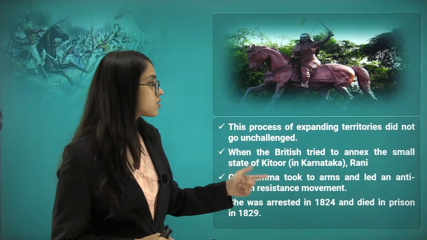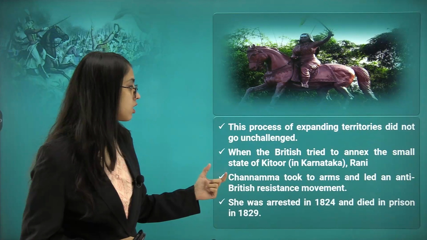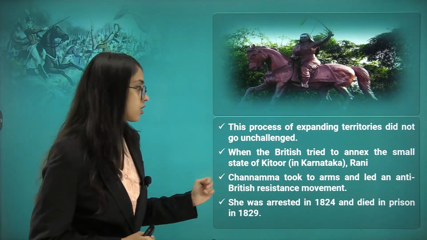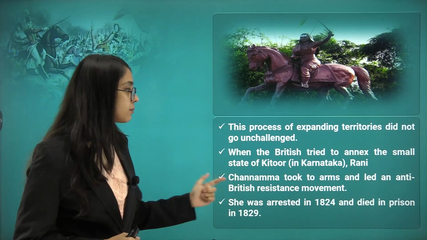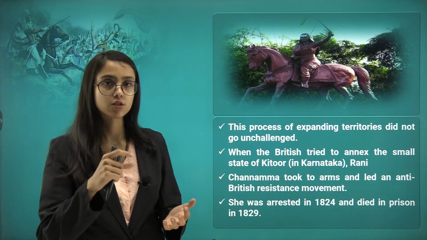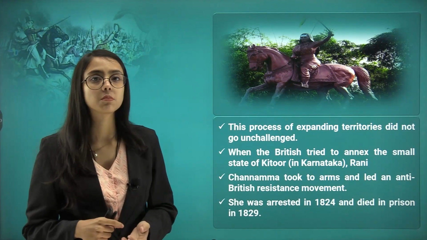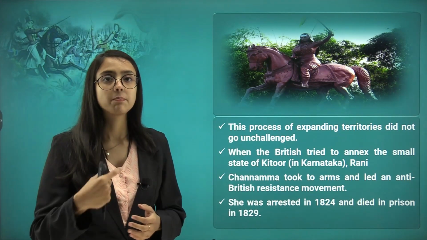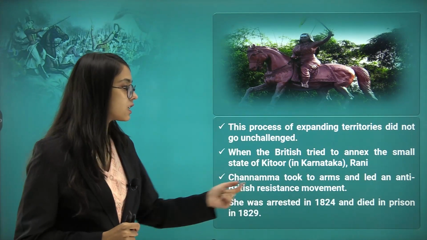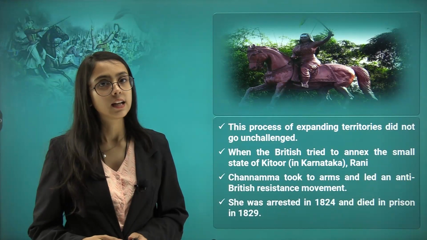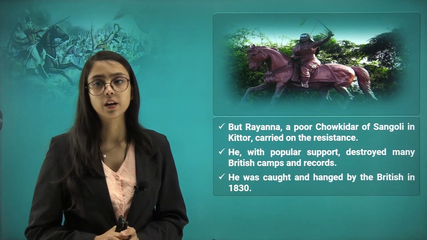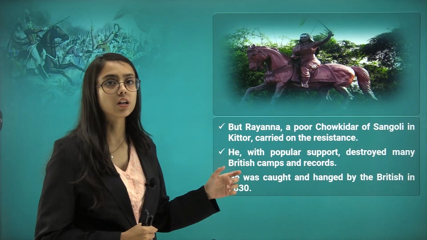When the British tried to annex the small state of Kittur in Karnataka, Rani Chinnamma took to arms and led an anti-British resistance movement. She led the pack and challenged the British. She was arrested in 1824 and died in prison in 1829. But Raina, a poor chowkidar of Sangoli in Kittur, carried on her resistance.